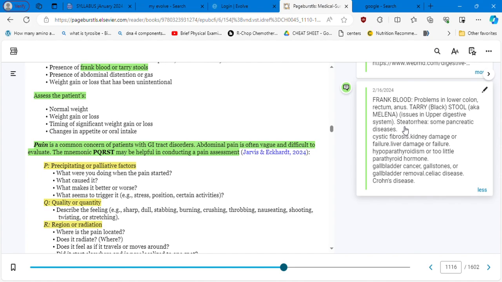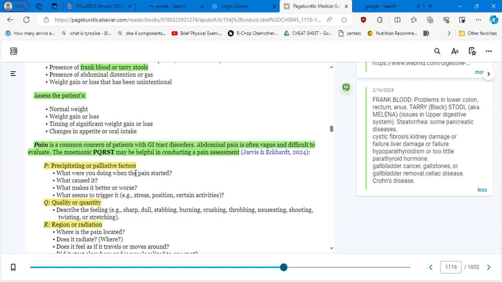Steatorrhea, some pancreatic enzyme diseases, and we know that steatorrhea means fat in the stool, is going to be related to pancreatic diseases, cystic fibrosis, kidney damage or failure, liver damage, etc. Crohn's disease, celiac disease. So pain is a common concern of patients with GI tract disorders. Abdominal pain is often vague and difficult to evaluate. So you have here another mnemonic. PQRST may be helpful in conducting a pain assessment.